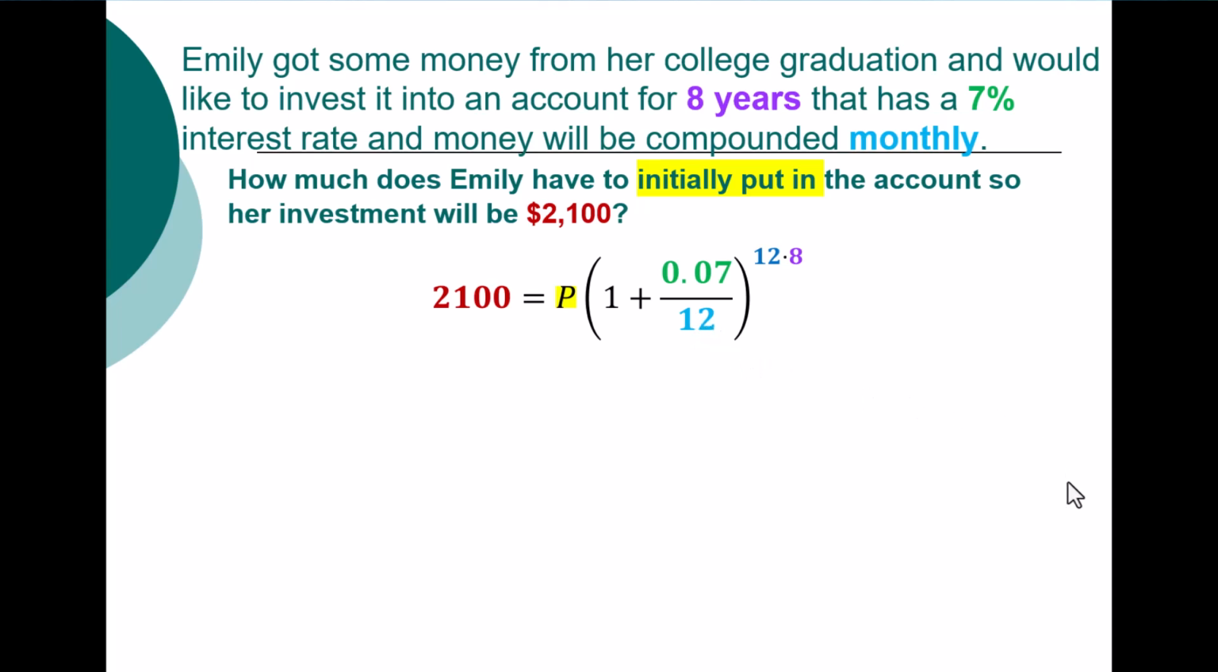Once you have this set up, okay, we're going to get this. I'm going to go ahead and simplify 0.07 divided by 12. And I'll multiply 12 times 8 to get 96 as my exponent.